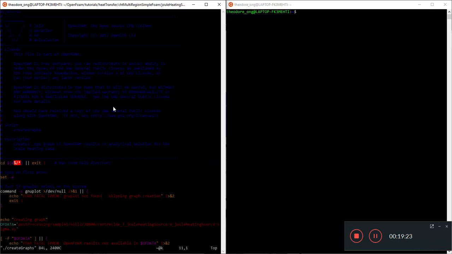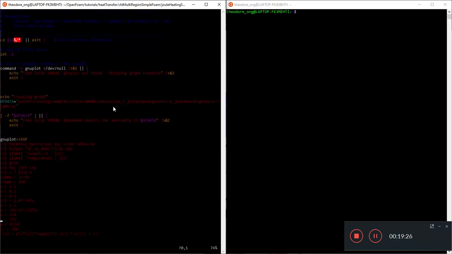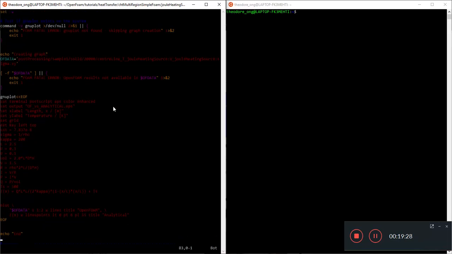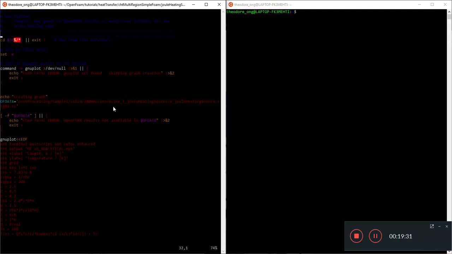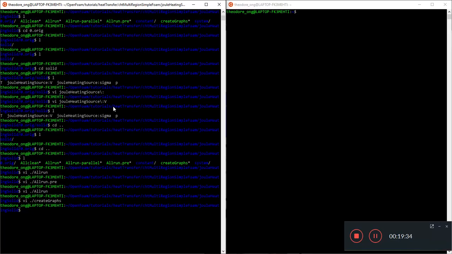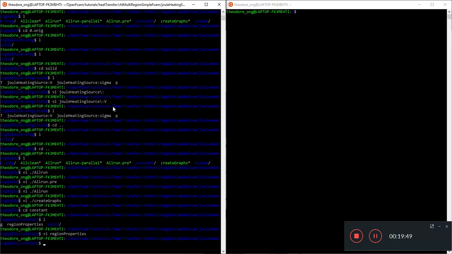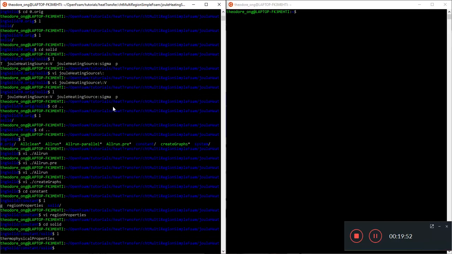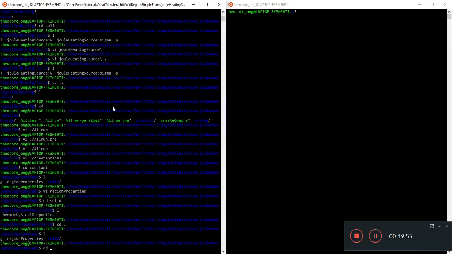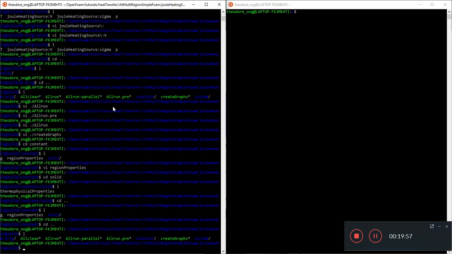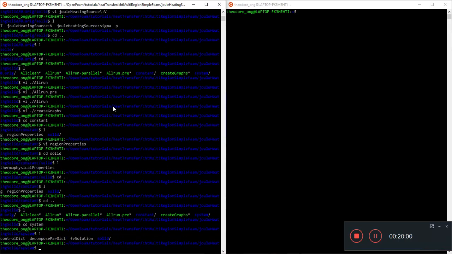Okay, so this looks like a script to create some graphs. But we may or may not want to actually activate that script because it's kind of out of the scope of our learning for now. It may be useful, but may not be needed. So let's take a look. Region properties, we need to specify within, again, chtMultiRegionSimpleFoam solid. We only have thermophysical properties, so this is essentially solving it in Laplacian form. So let's take a look at system.